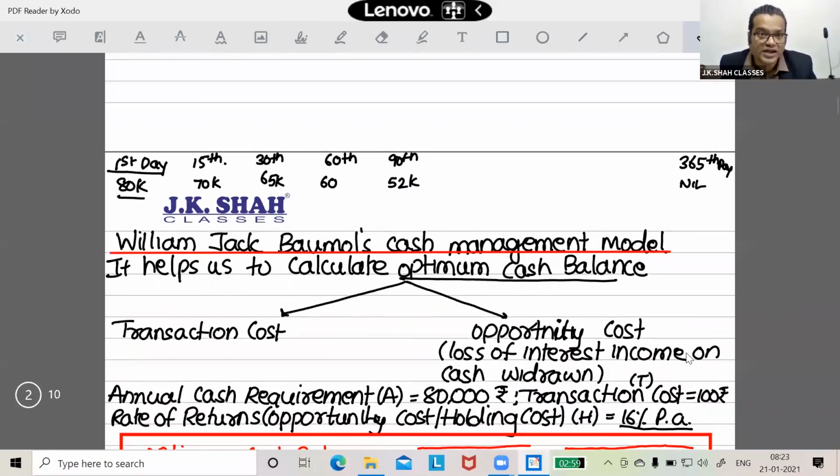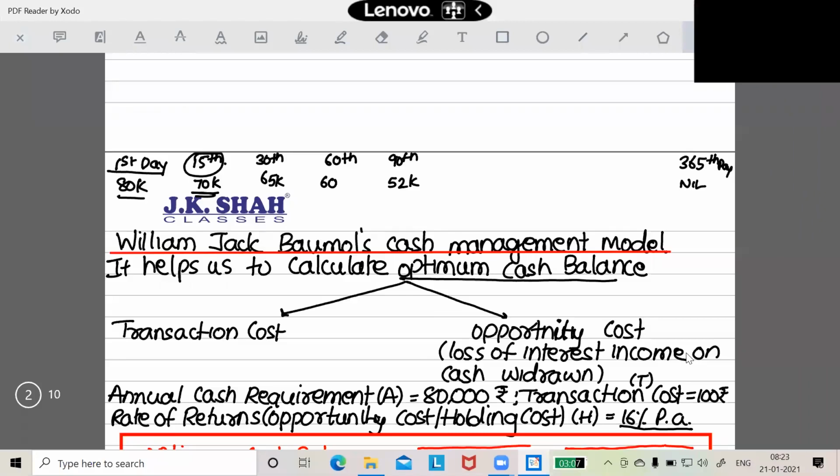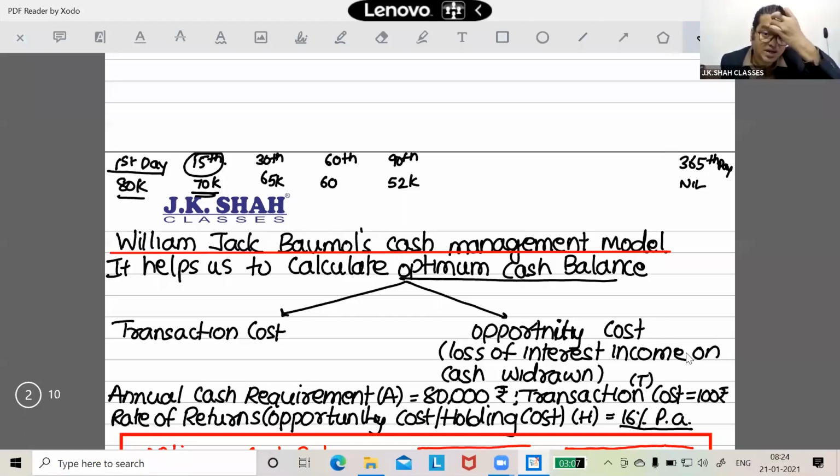On the 15th day, the balance has gone down to 70,000, so from here onwards you lose interest only on 70,000. From the 30th day onwards, only on 65,000. From the 60th day onwards, on 60,000, and so on, as I keep withdrawing at regular intervals. So we take the average value. That's why, instead of saying we are going to lose all 16%, we are taking half of it. Average value, how much? 8%.